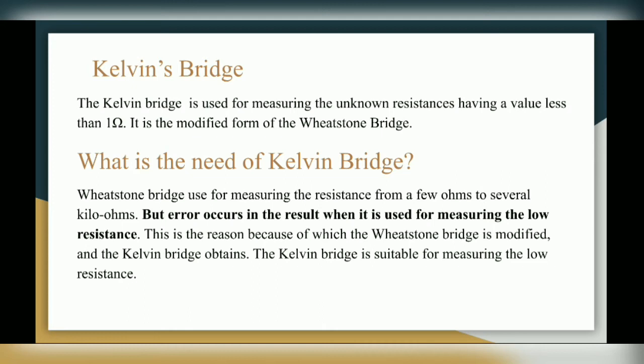Next is the Kelvin's bridge. The Kelvin's bridge is used for measuring unknown resistances having a value less than 1 ohm. It is a modified form of the Wheatstone bridge. What is the need of Kelvin's bridge? Wheatstone bridge is used for measuring resistance from a few ohms to several kilo ohms, but error occurs in the result when it is used for measuring low resistance. This is the reason the Wheatstone bridge is modified and the Kelvin's bridge is obtained. The Kelvin's bridge is suitable for measuring low resistance.